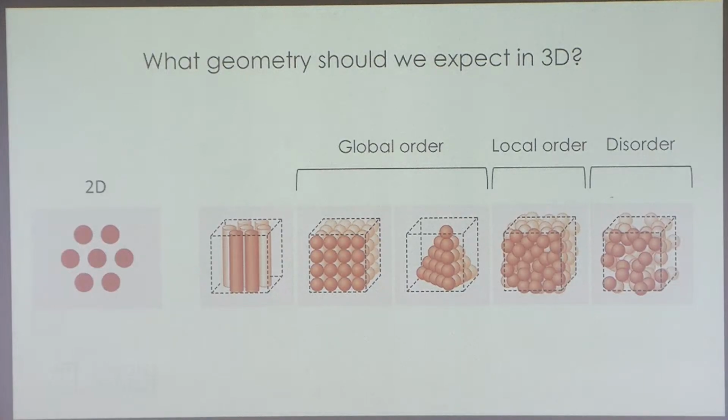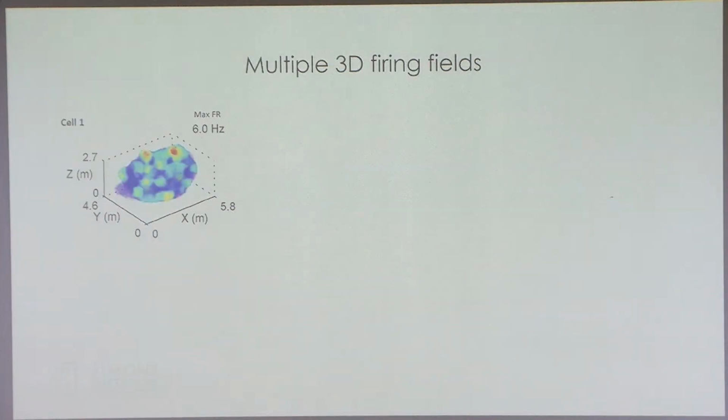Now, when we go from 2D to 3D, we considered various possibilities of what we might find, varying in how ordered they are. But our best guess was that when you go from 2D hexagonal lattice arrangement, we would find 3D hexagonal lattice arrangement. So let's look at the data. This is a firing rate map of a single cell in the flight room, and it's in the form of a heat map. And you can see that there are multiple firing blobs, multiple firing fields.